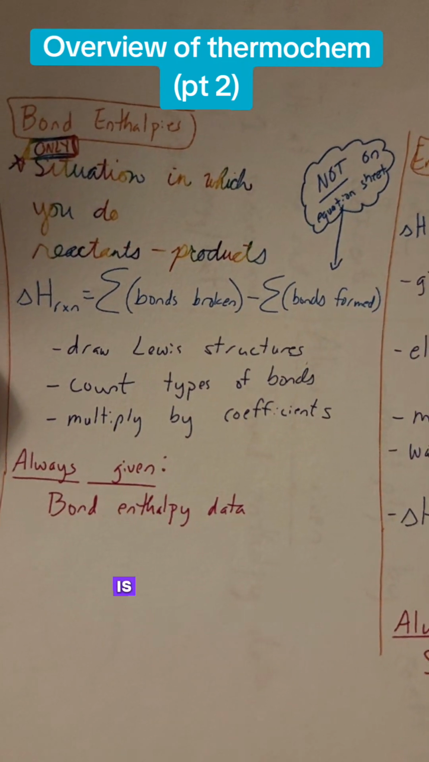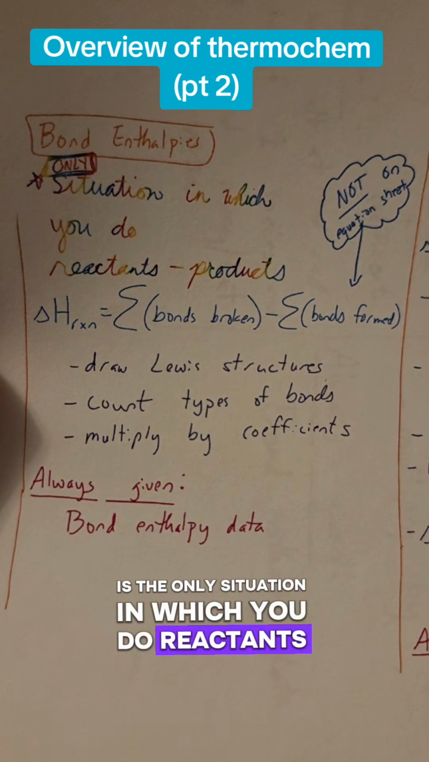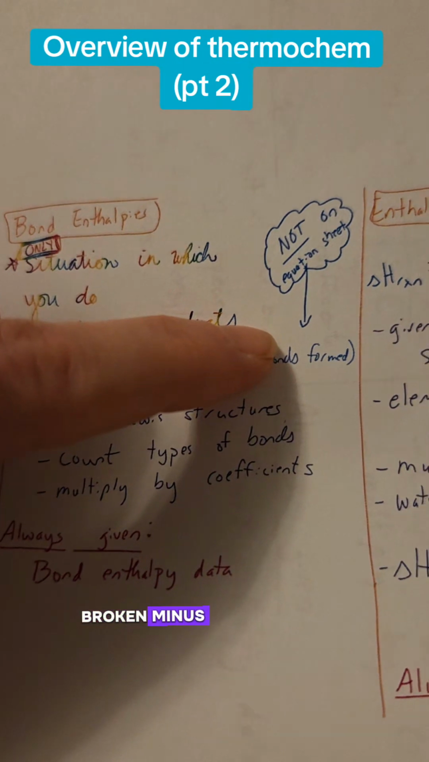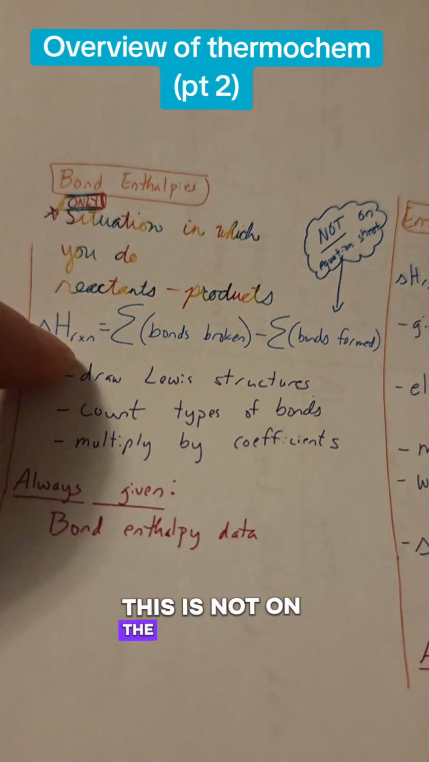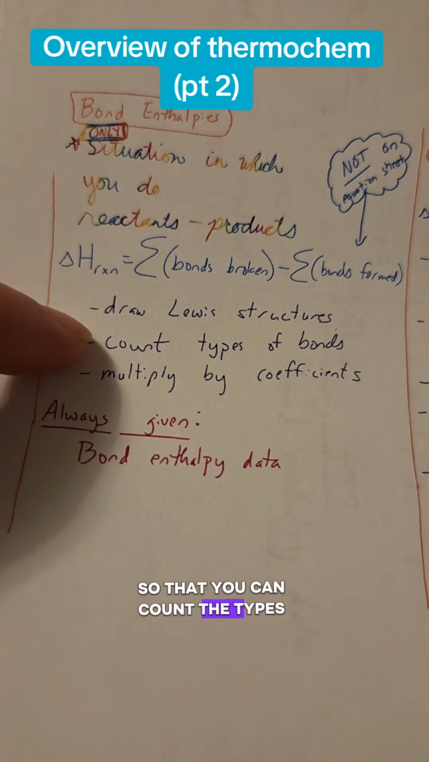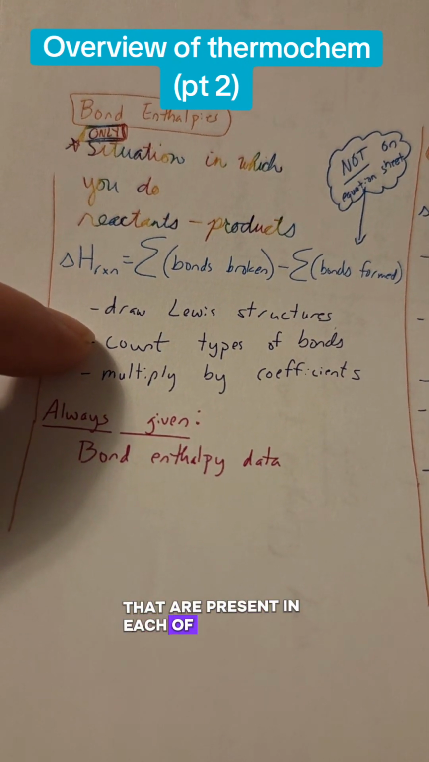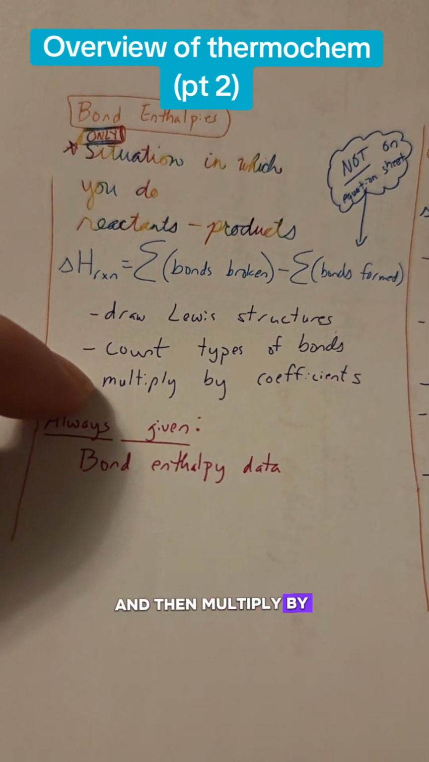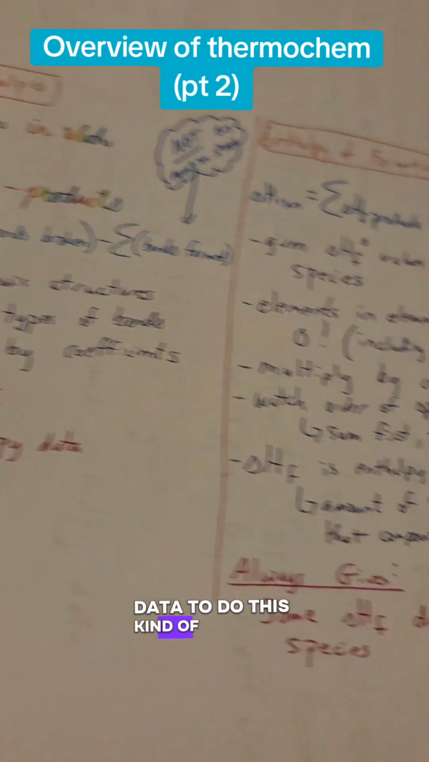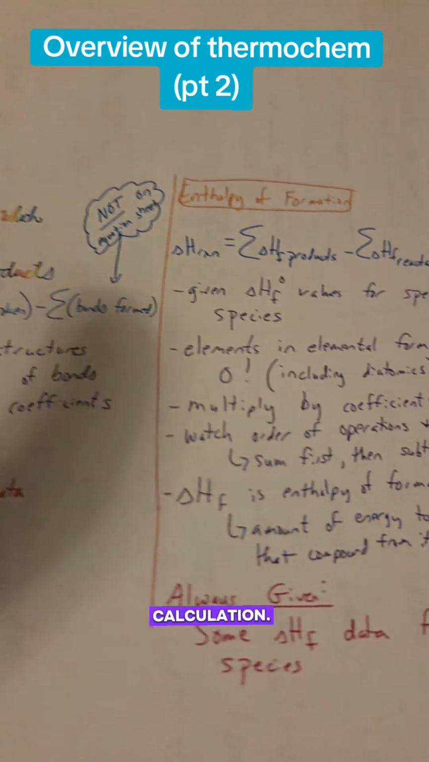Bond enthalpies is the only situation in which you do reactants minus products. So I like to think of this as bonds broken minus bonds formed. This is not on the equation sheet. It is helpful to draw Lewis structures so that you can count the types of bonds that are present in each of the species and then multiply by the coefficients. You are always going to be given bond enthalpy data to do this kind of calculation.